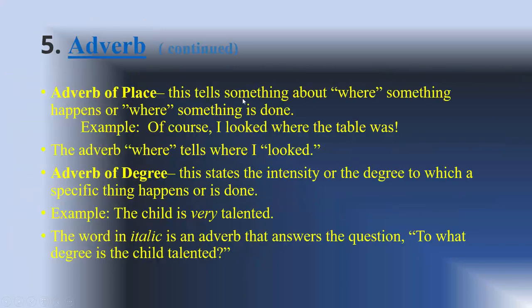Adverb of place. This tells something about where something happens or where something is done. Example: of course, I looked where the table was. So, where here describes where I looked, the place I looked in. The adverb where tells where I looked.